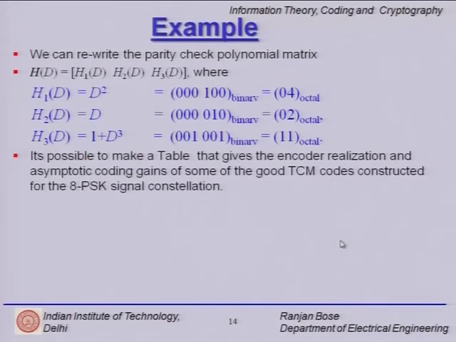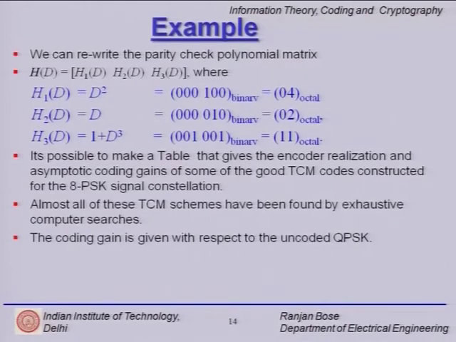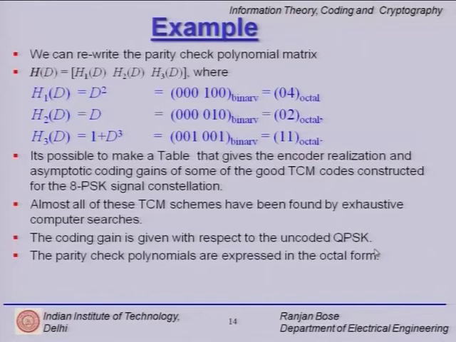Okay. It is now possible to form a table of the encoder realizations and asymptotic gains of some good TCM codes, usually constructed from binary searches, because there are no hard and fast design rules. We can always come up with a table of codes that have been found by exhaustive computer searches. So, we can write them out and document their asymptotic gain with respect to QPSK as follows.